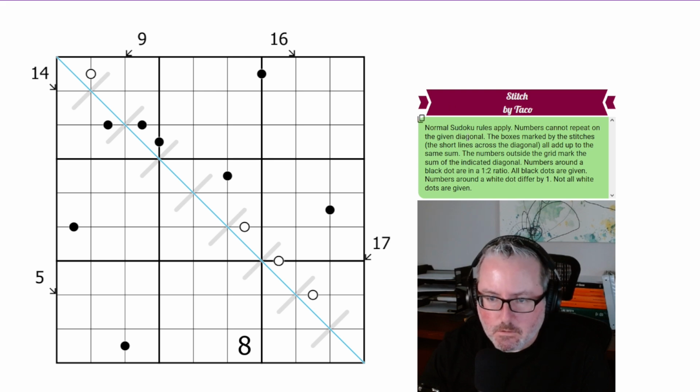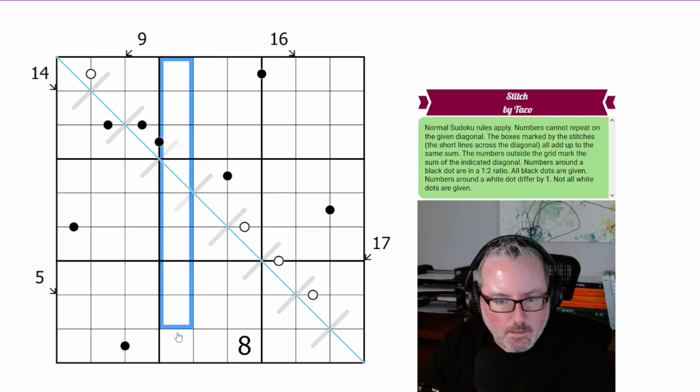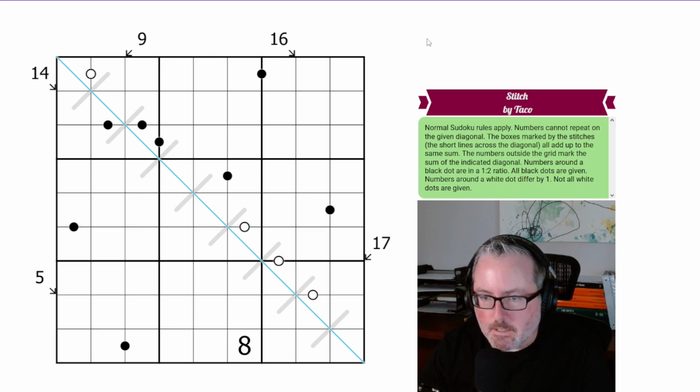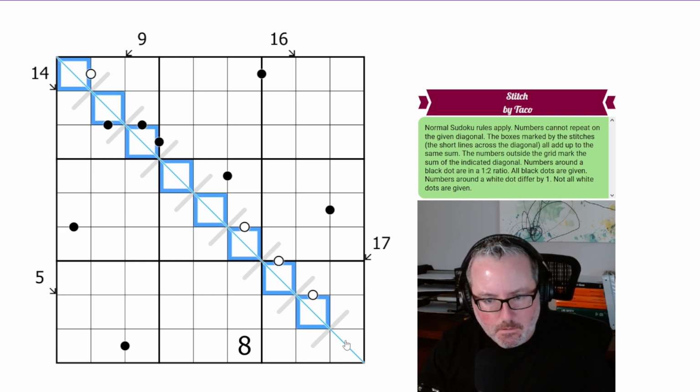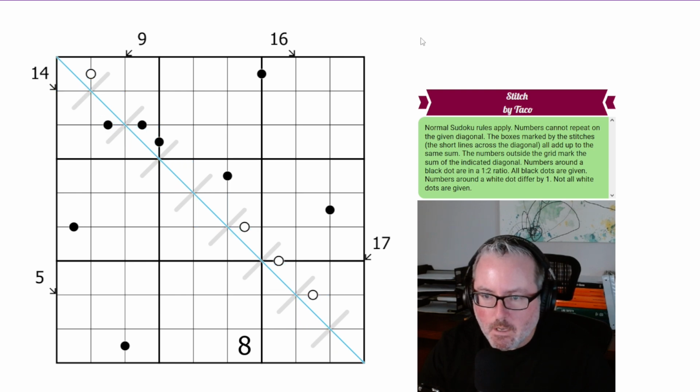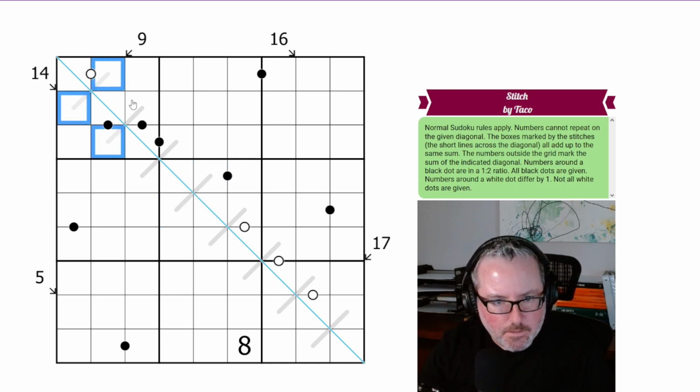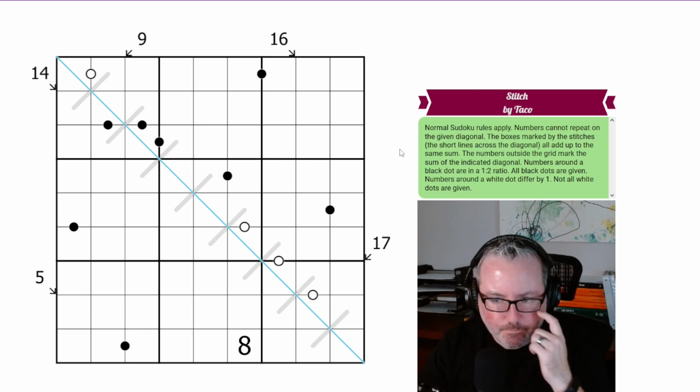So normal Sudoku rules apply. Every row, every column, every 3x3 box contains the digits 1 through 9 once each. Numbers cannot repeat on the given diagonal, which is this blue diagonal, so these all have to be different digits. The boxes marked by the stitches, the short lines across the diagonal, all add up to the same sum. So the combination of these two digits is going to equal all of these other ones. They're just the same sum is what that's telling us.